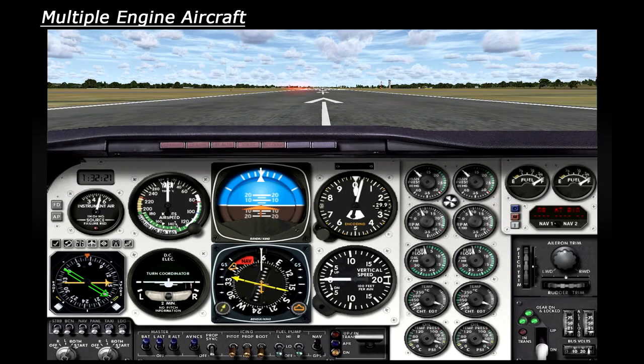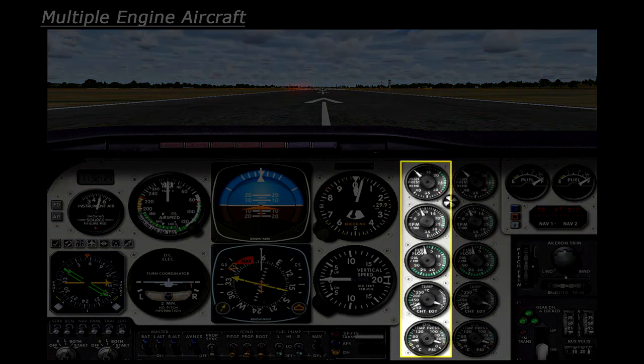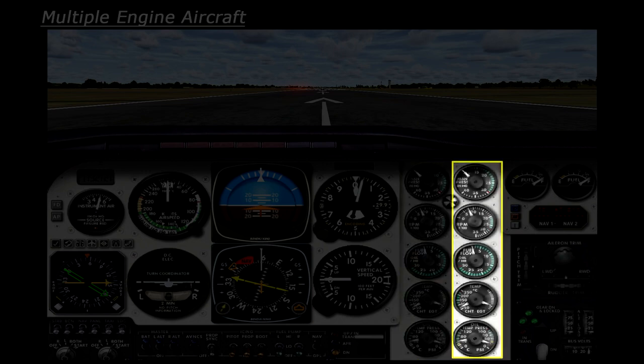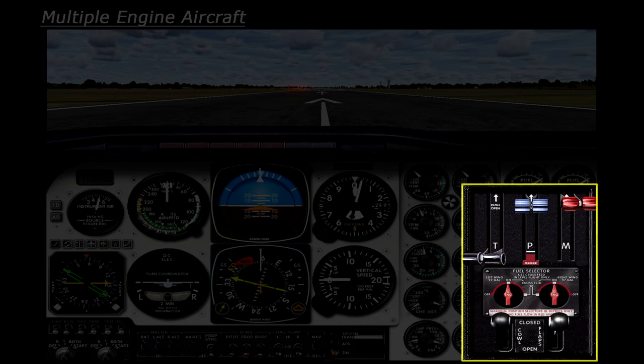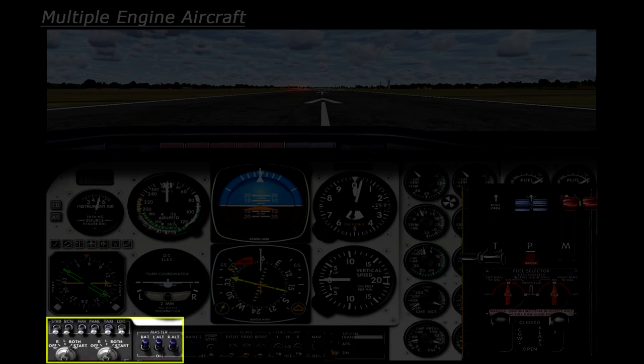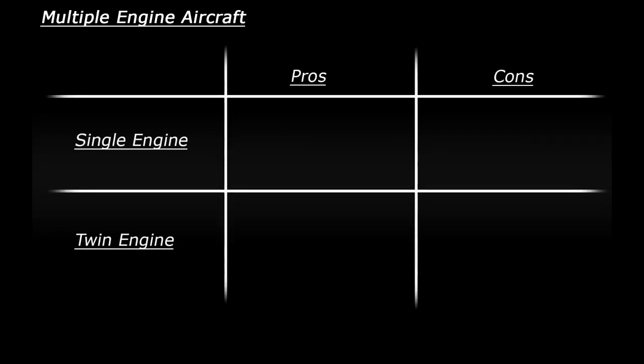So the most obvious difference is that you now have 2 engines instead of 1. This means that you have twice as many engine controls and instruments to keep an eye on. Here are the instruments for the left engine, and here they are for the right. If we have a look at the throttle quadrant, we have 2 throttle levers, 2 propeller levers, and 2 fuel mixture levers. Also looking at some of the other systems, you can see that we have a slightly more complex fuel system with a crossfeed function. Down on the switch panel here, you will find 2 engine start switches along with 2 alternators, one for each engine. So let's look at a general comparison between a single engine and a twin engine aircraft.